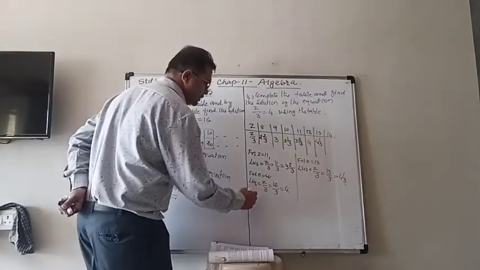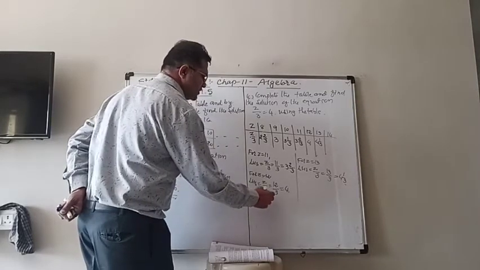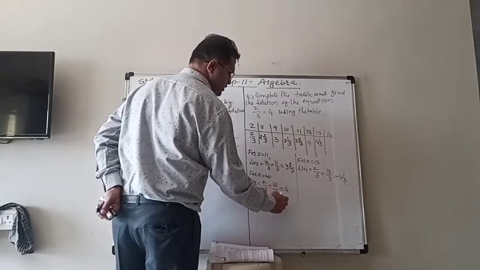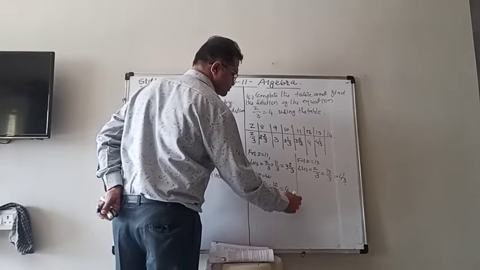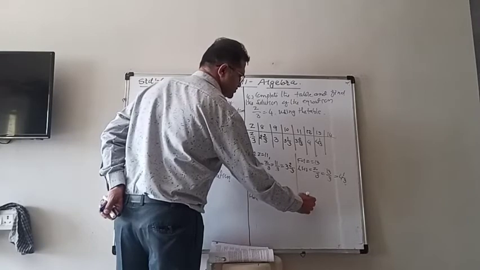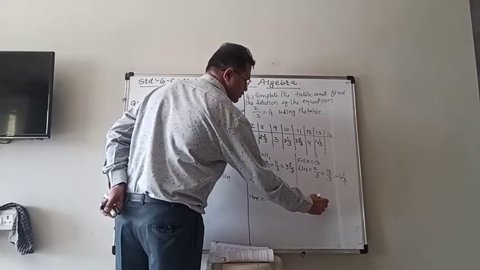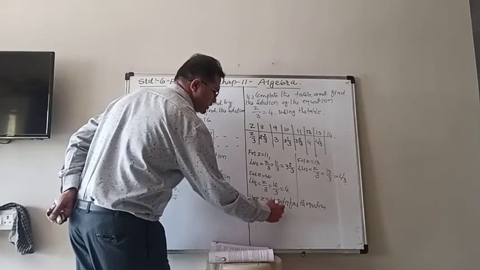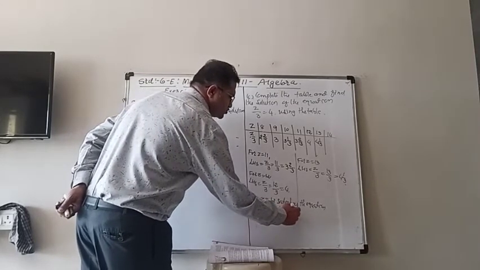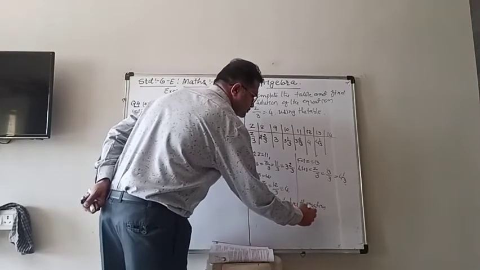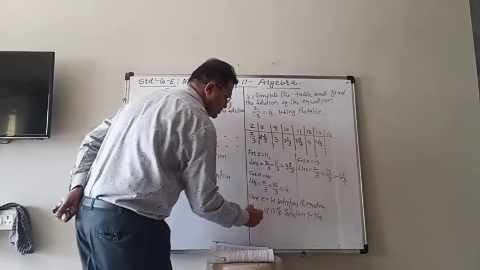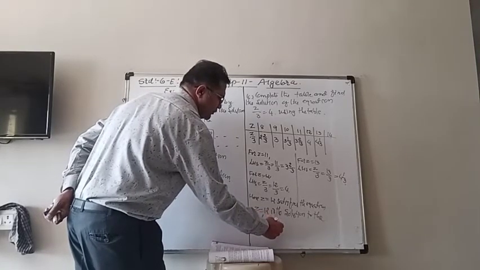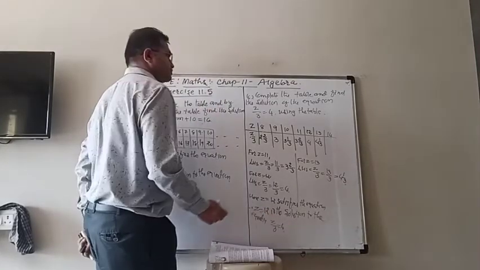So we can write down here z is equal to 12 satisfies the equation. Therefore, z is equal to 12 is the solution to the equation z upon 3 equals 4.